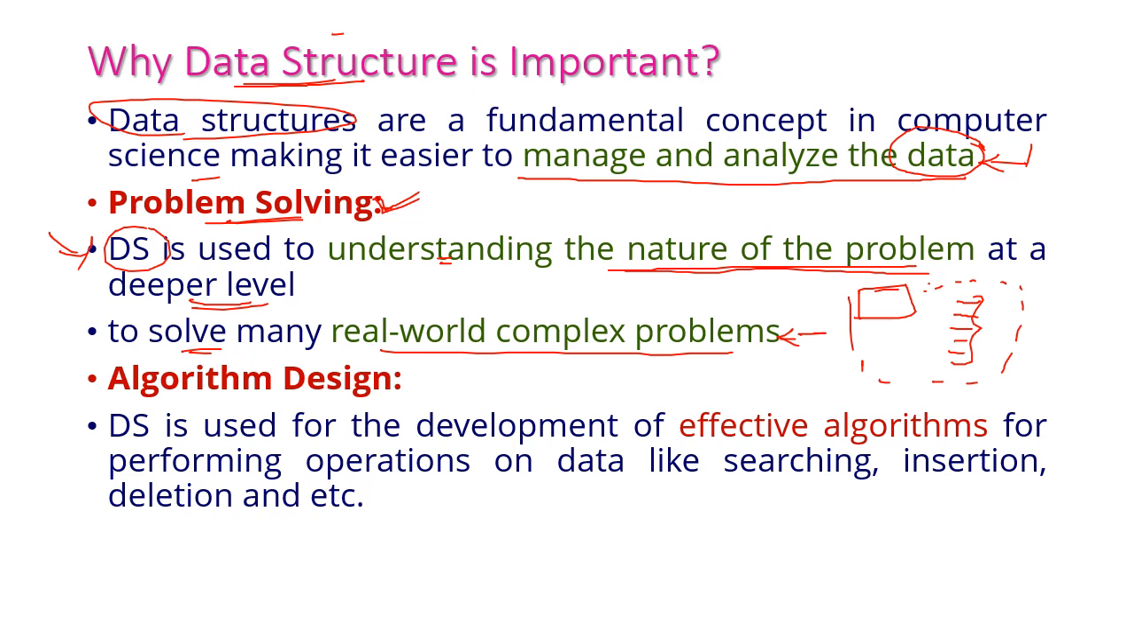And the second one is algorithm design. That is, how data structures are important for designing algorithms. It is very helpful for developing effective algorithms for performing operations on the data. Which are the basic operations? Searching, insertion, deletion, etc. If the data size is very huge, then we need to design effective algorithms for performing operations on the data. For that, the data structure is very important.